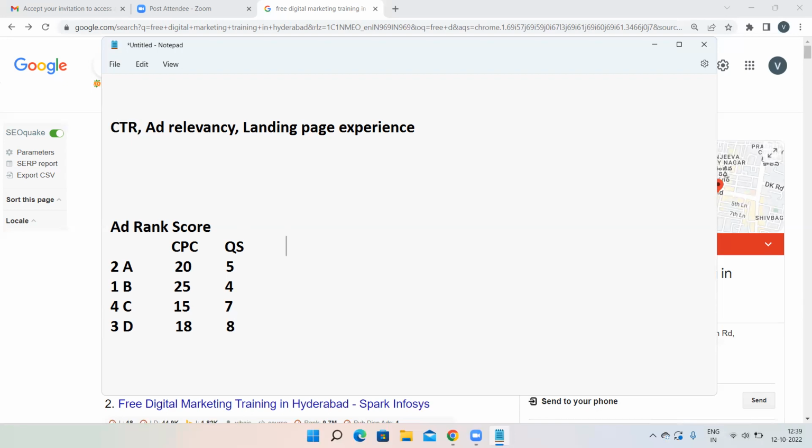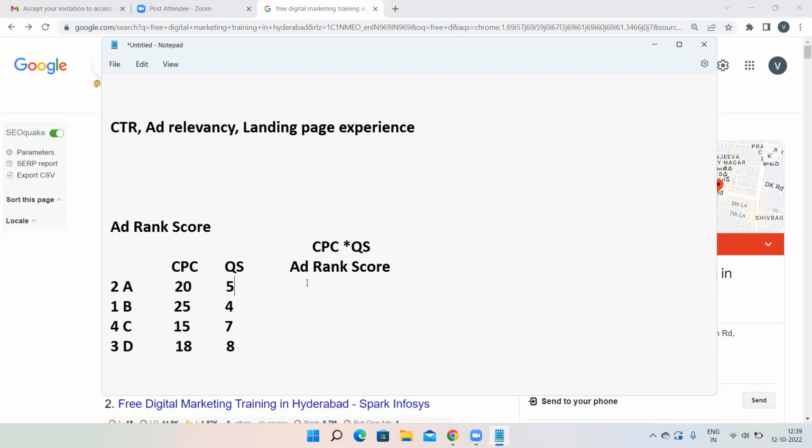Then let us talk about ad rank score. What exactly is ad rank score? Ad rank score is nothing but CPC into quality score. Always remember this. CPC into quality score becomes the ad rank score. Now fastly tell me the ad rank score of A, B, C, D.